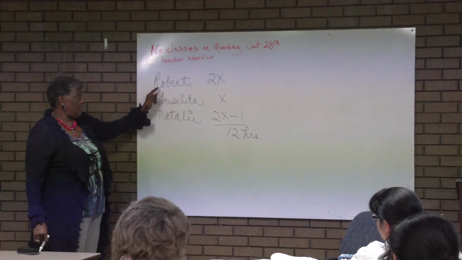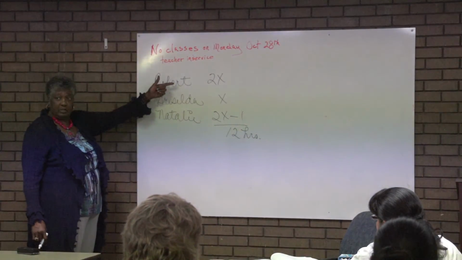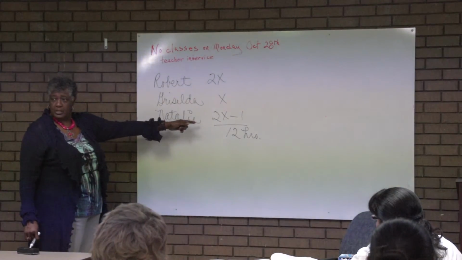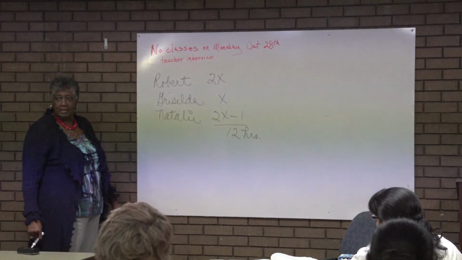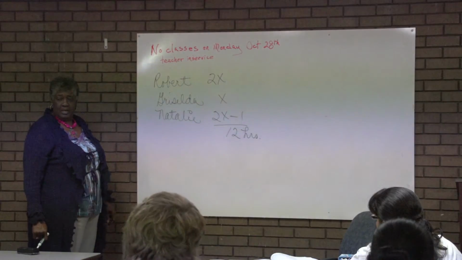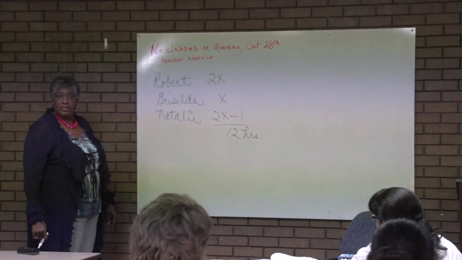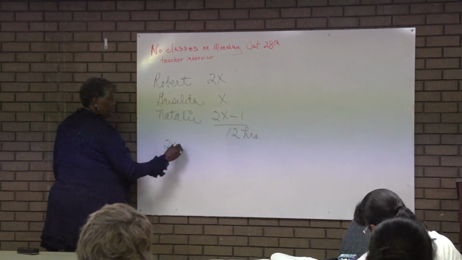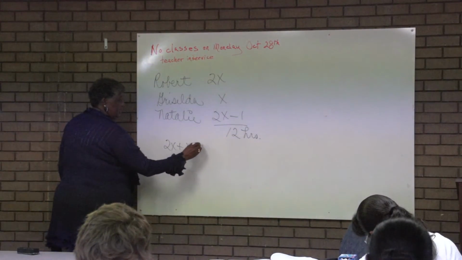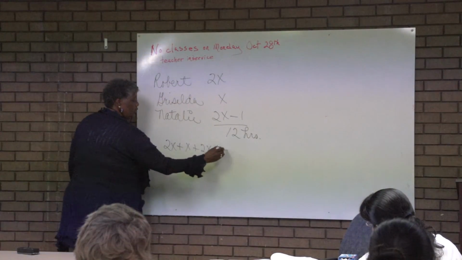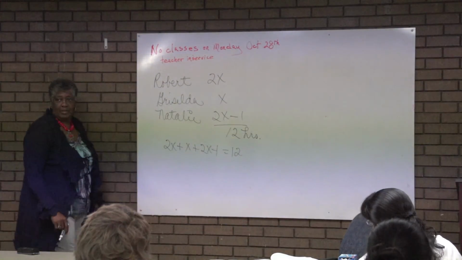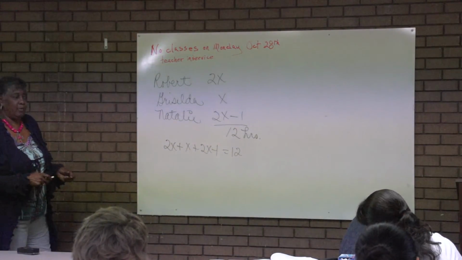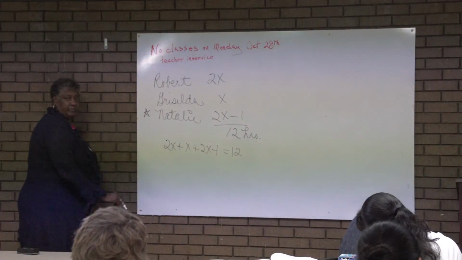Okay, so now Robert is 2x. Anytime we say Robert, it's 2x. Anytime we say Griselda, she's x. And Natalie is 2x minus 1 because we said she worked 1 hour less than Robert. You see? And when we add them all up, it'll be 12 hours. So we know that Robert plus Griselda plus Natalie equals 12 hours. Solve that. And I want to know how many hours did Natalie work?